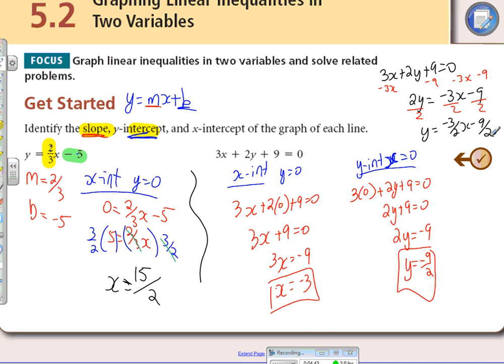Notice that minus 9/2, same answer we got here. So we didn't need to do that. I was just showing you how you could also do it in another way. Your slope now is right here. So slope equals negative 3 over 2. And we've got all the information.